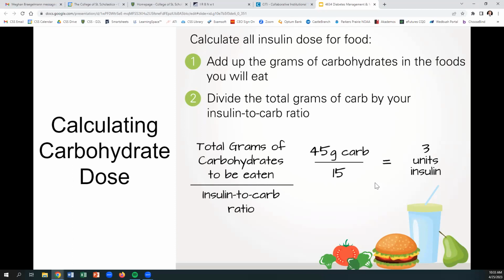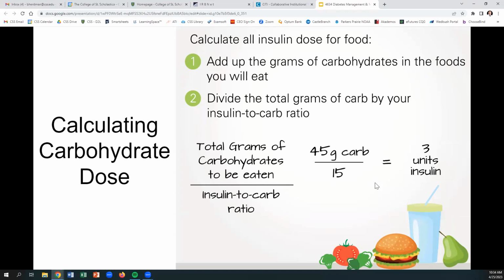And you can do this. Let's play with a decimal a little bit, and work the math around. So let's say you have someone who ate 47 grams of carbohydrate, and we're going to divide that by that 15. That's going to give us 3.13333. How much insulin are you going to give that patient? We're still going to give that patient 3 units of insulin, because we always round down, right?